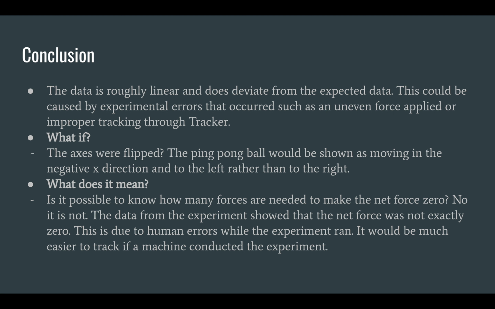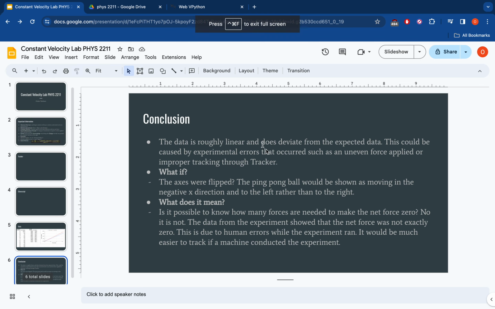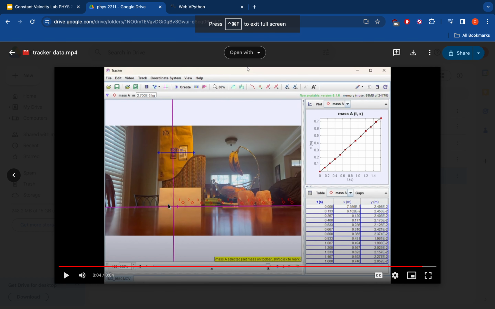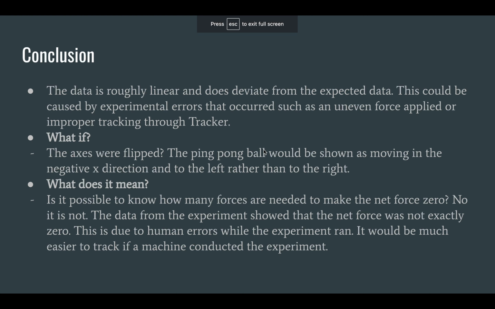So now what if the axes were flipped? Instead of our axes being on this side, on the left, what if they're on the right? What would happen is that the ping pong ball would be shown moving in the negative x direction and to the left rather than to the right.